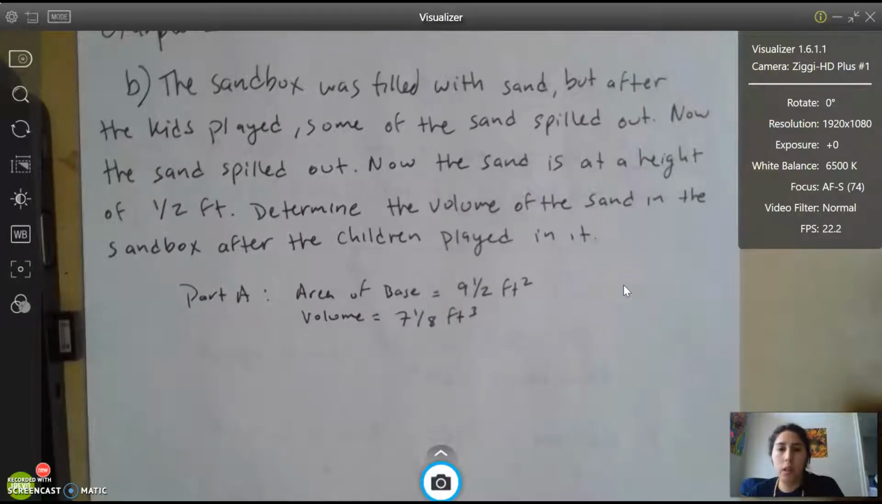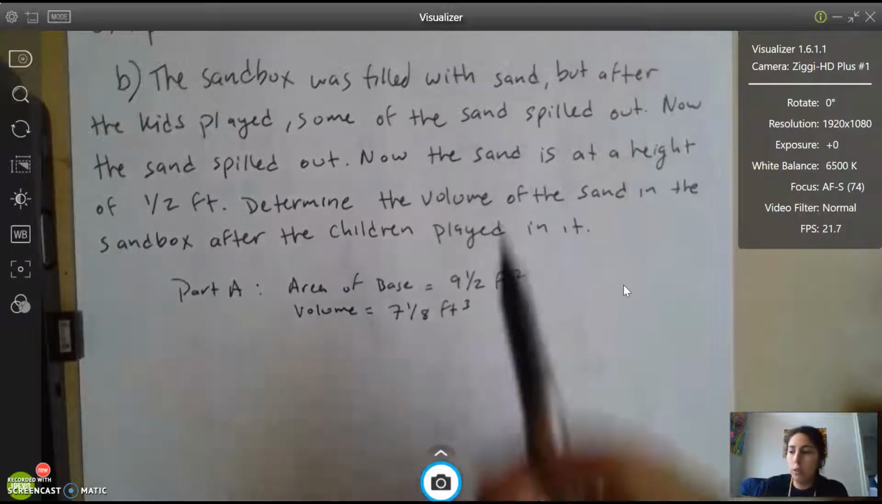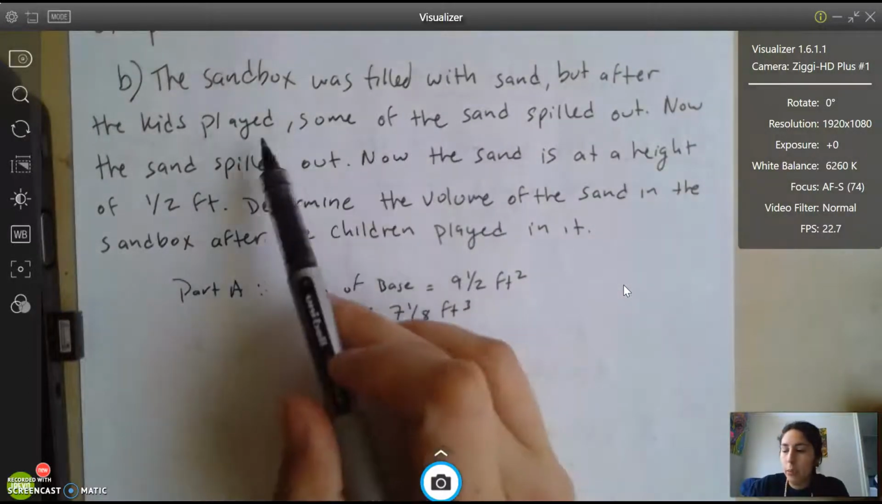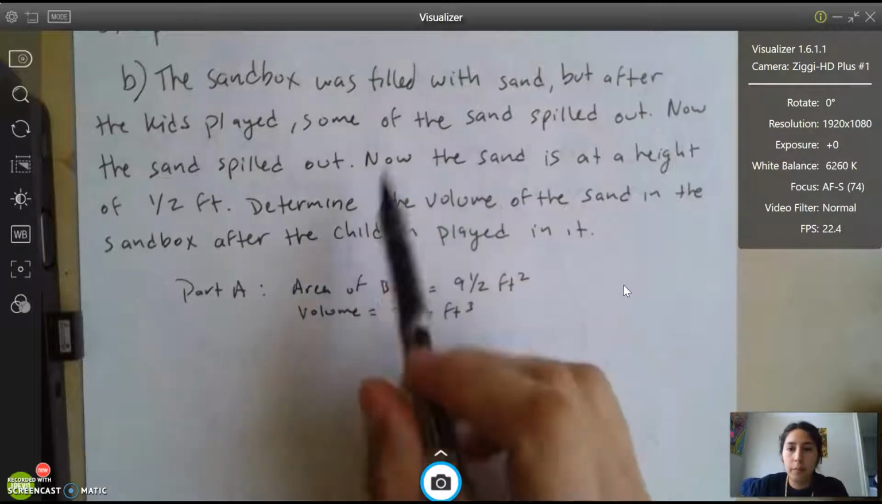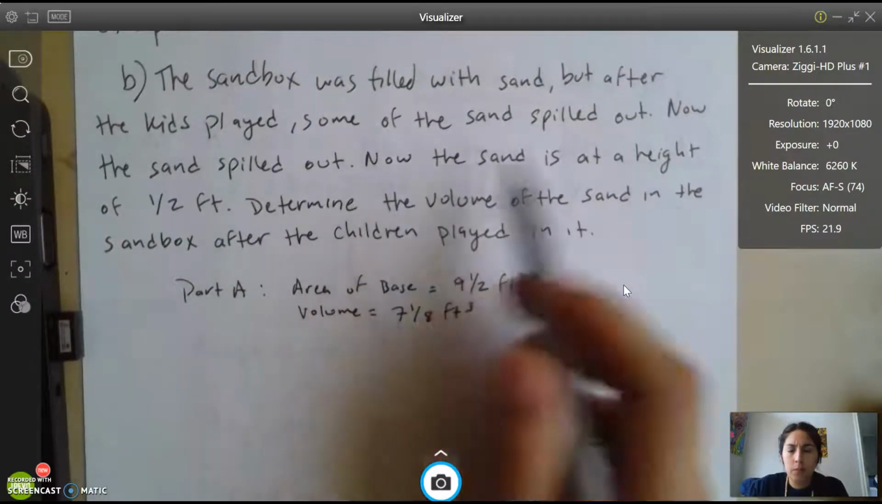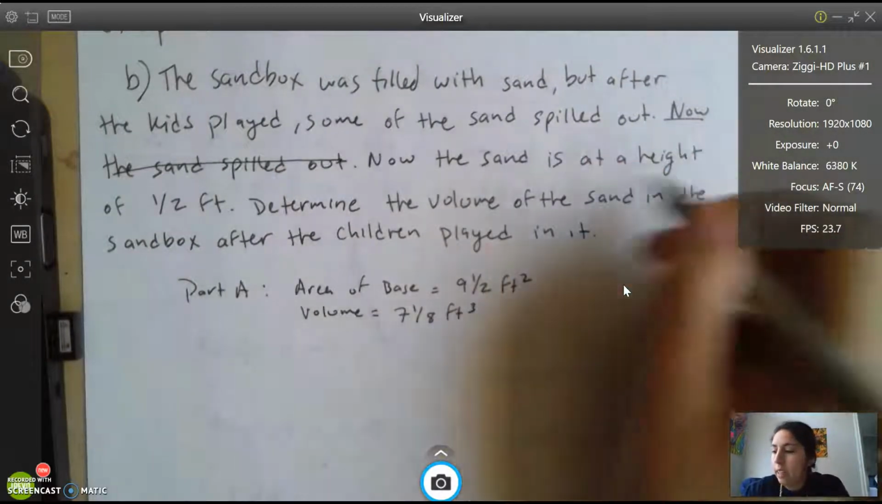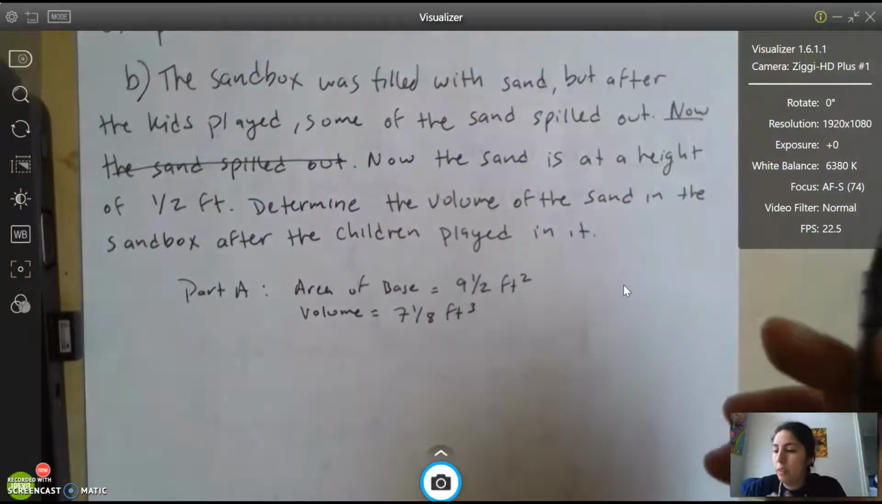All right, so here's my written down version of the question. It was filled with sand, it was already full, but the kids played, and then some of the sand spilled out. Looks like I did this twice. Anyway, now the sand is at a height of 1/2 foot. Determine the volume of the sand in the sandbox.